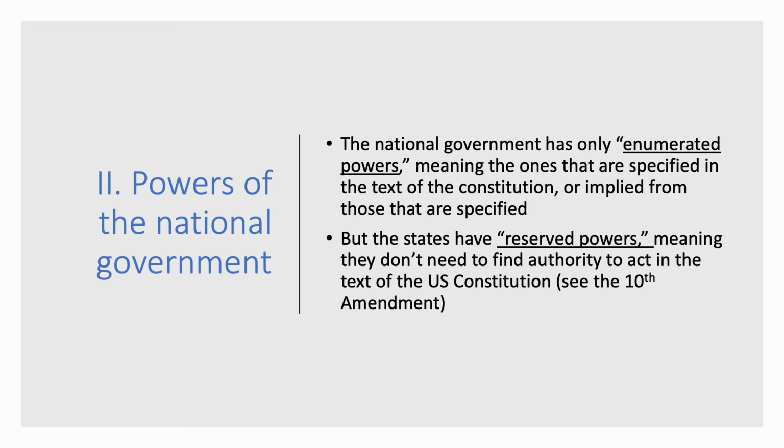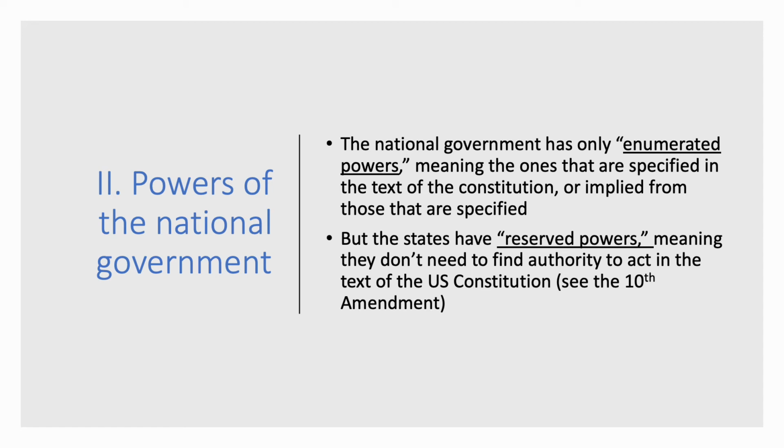So what I've done here now, I'm going to go through, you need to read this on your own, but I'm going to go through and highlight. These are the key terms. What I have highlighted here in the text, the 4,000 or so words of the Constitution, are the key terms. So first, on the powers of the national government: it has only enumerated powers.